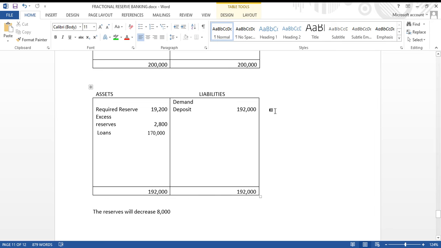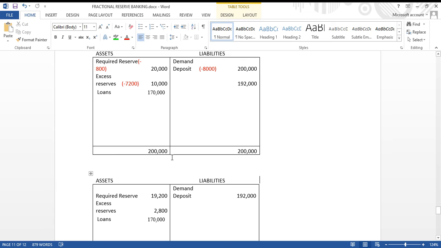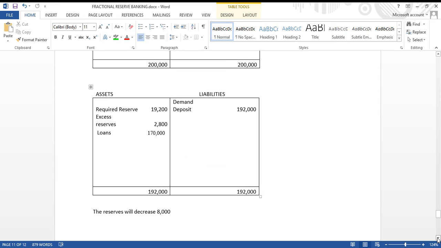Okay, so the reserves would decrease by 8,000. All right. Initially, the total reserves were 30,000, but now they're 22,000. So the reserves decreased by 8,000. Before I move any further, any questions?